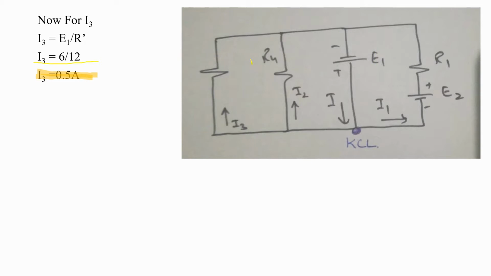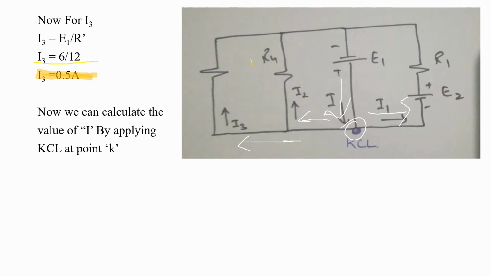Now applying KCL at this point, you will see that the current entering the node is I, and the currents leaving the node are I1, I2 and I3. So when we apply KCL, what KCL says is that the sum of all the currents entering the node is always equal to the sum of all the currents leaving the node. When we apply KCL to this point, which we call K point, we get the equation I is equal to I1 plus I2 plus I3.